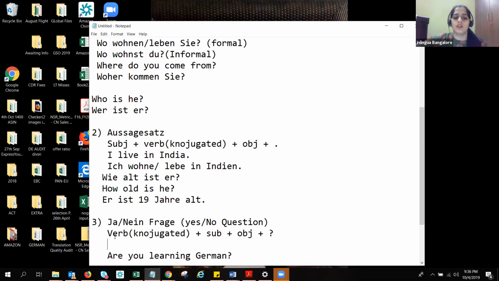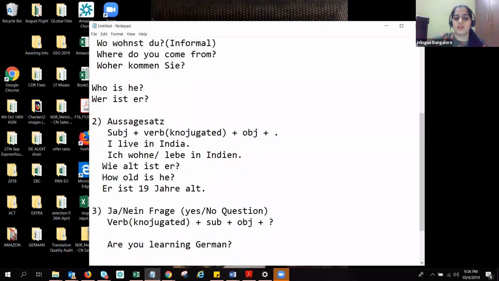So if you're asking, are you learning German, there are two verbs, helping and main. The main verb is learning, that means learn, and learn in German is lernen. We have done this. So we first conjugate the verb, and the verb is lernen. Because this is the first word of the sentence, it is capital; otherwise the verb should be small. Lernen Sie Deutsch. Simple. Okay.